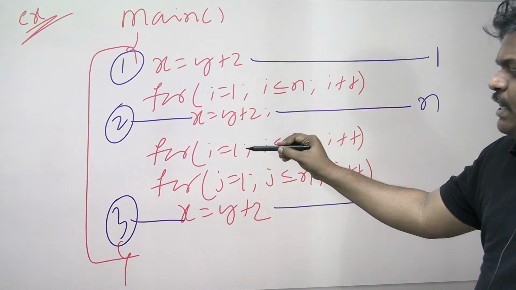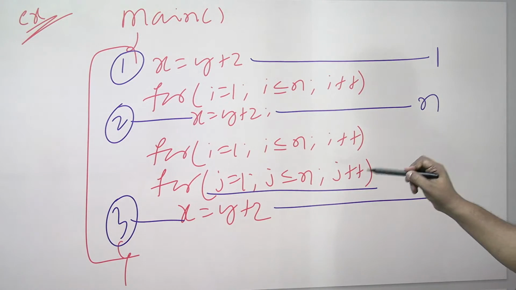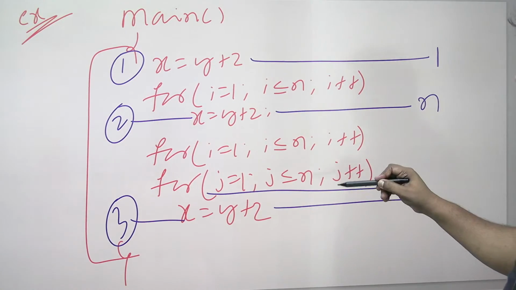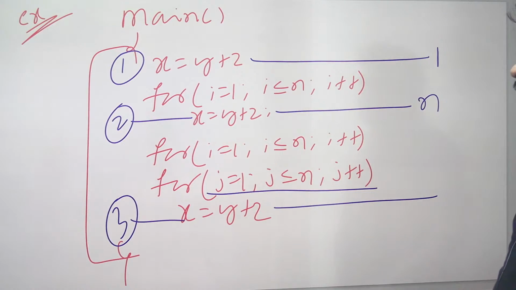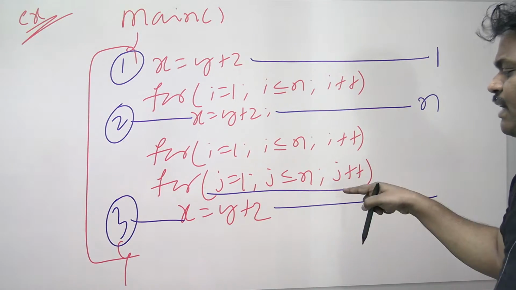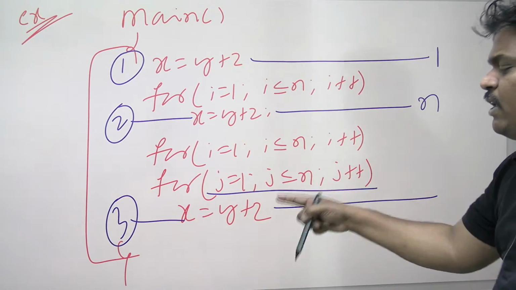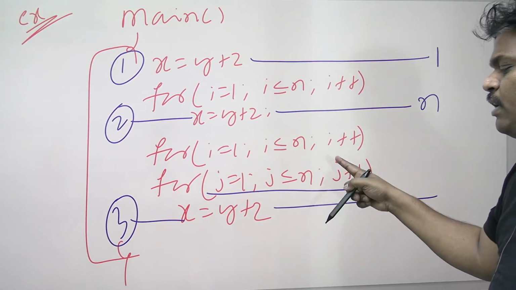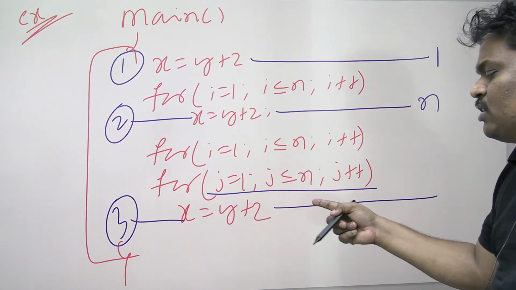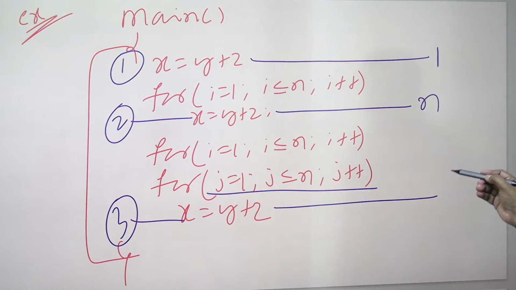For each i value, the j loop will run N times. I value 1, j loop is N times, every time statement 3 will execute. I value 2, j loop is N times, every time statement 3 will execute. I value 3, j loop is executing N times, every time the third statement will execute N times. So it will execute like this.